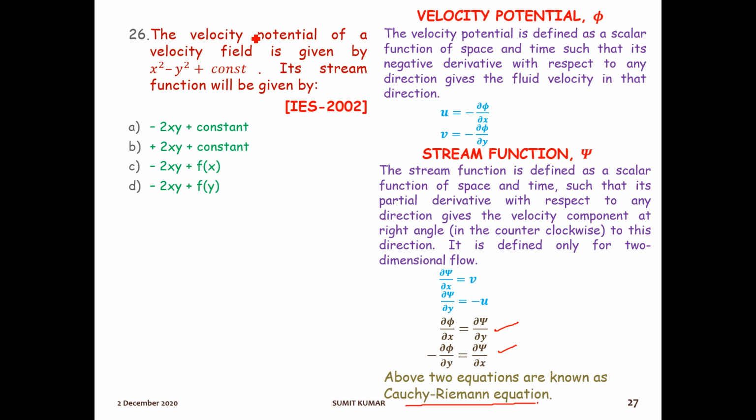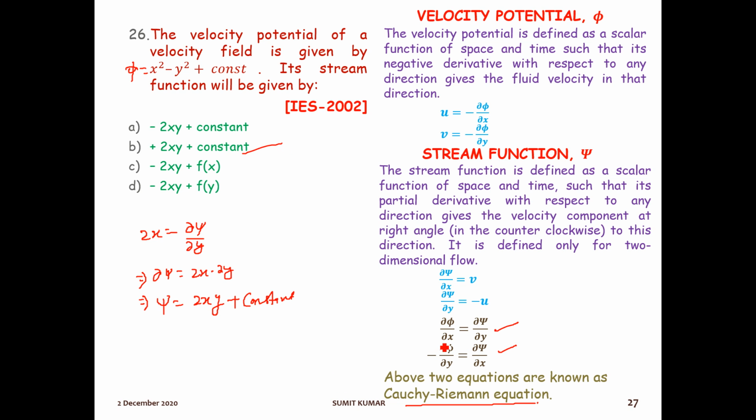Here the velocity potential phi is given. So del phi by del x is what? Del phi by del x is 2x, which is equal to del psi by del y. Now you can write del psi equal to 2x into del y. So psi is equal to what? 2xy plus a constant, and this constant will be independent of y. So here you can see option number B is the correct answer.